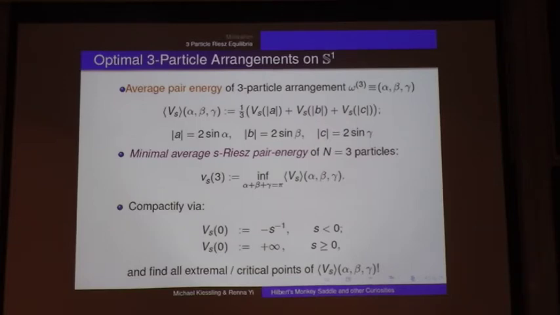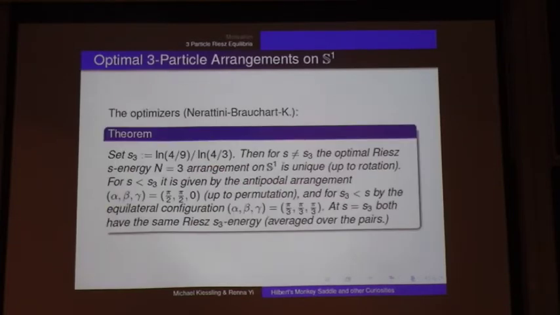And you find all critical points, and now come a number of theorems, and later will come a number of pictures. So the first thing is that the optimizers were sorted out by Neratini, Achille Neratini, Johan Brauchon, and myself. So in 2014 we have a paper, and so the interesting thing is that there is a phase transition. What would you expect to be the optimizer with 3 particles that repel each other? Well, presumably the equilateral triangle. And that is true when s is large enough.